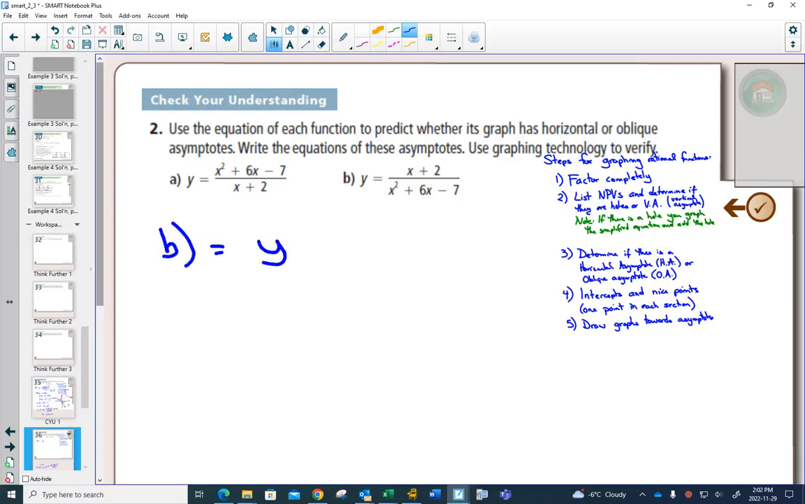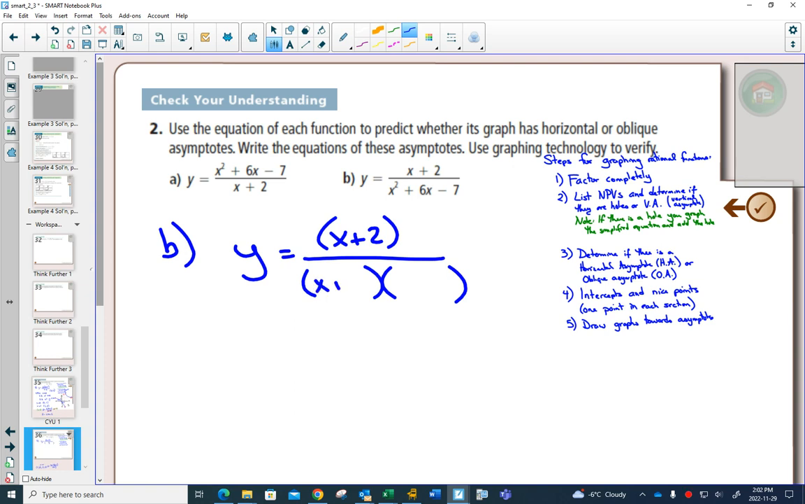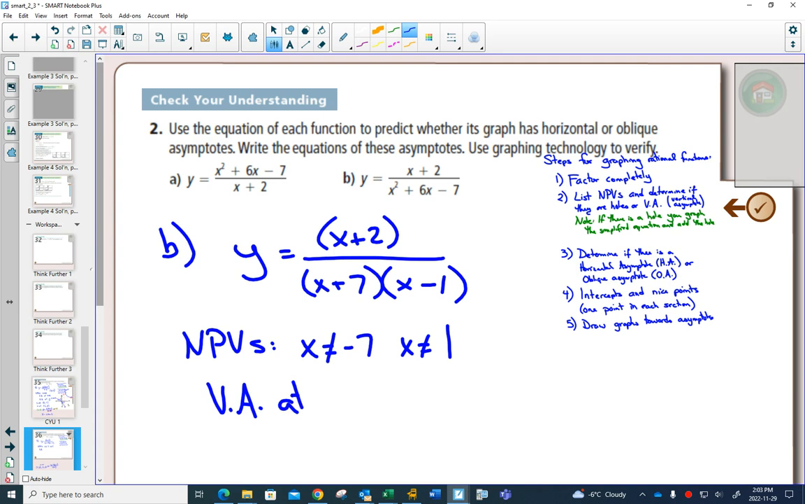That part B is going to be really easy to factor because it's exactly the same. X plus 7, x minus 1. Things have just been flipped. Nothing cancels out. Non-permissible values. X can't equal -7 and x can't equal 1. Those would be both vertical asymptotes in this situation because they didn't cancel out.